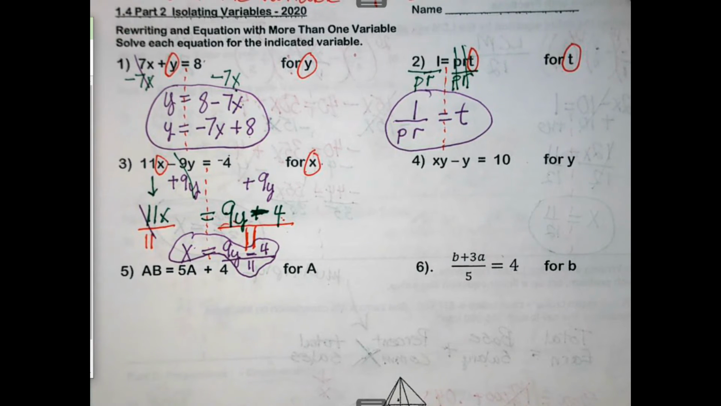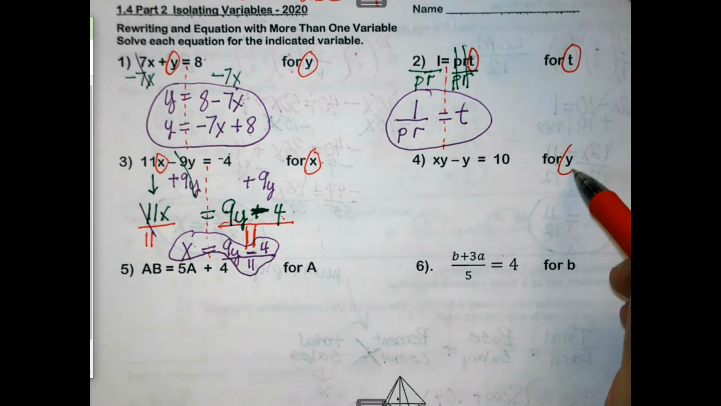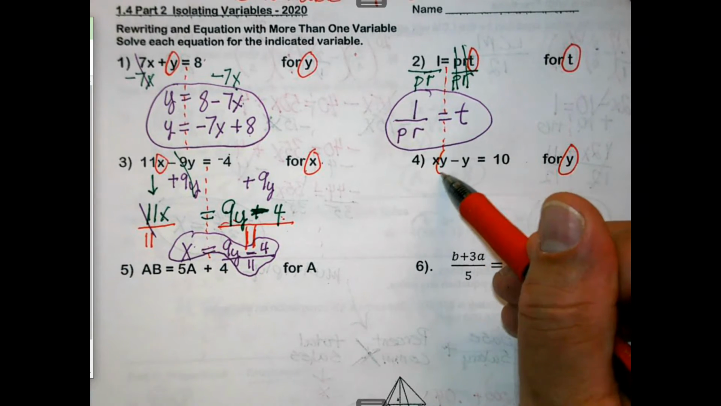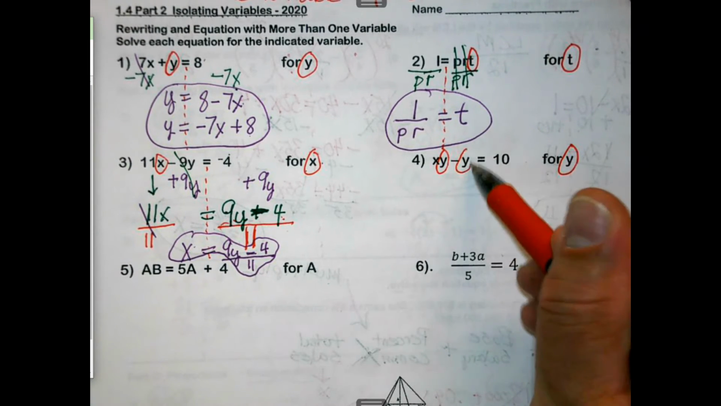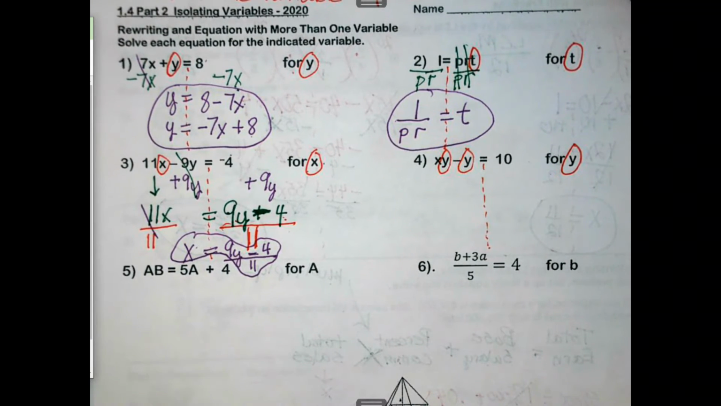Number 4 is a little tricky because we got something new. Got to solve for y. I have a y in this term and a y in this term. Okay. Any suggestions how to start this or how to go about this? Anyone? Yeah. What? How do you want me to start this?